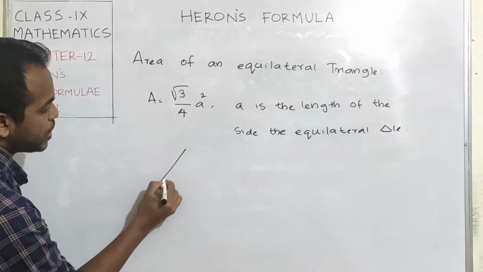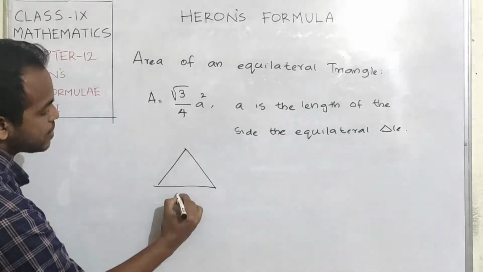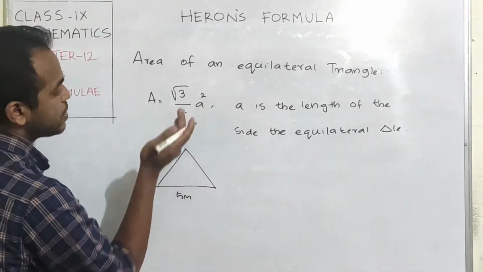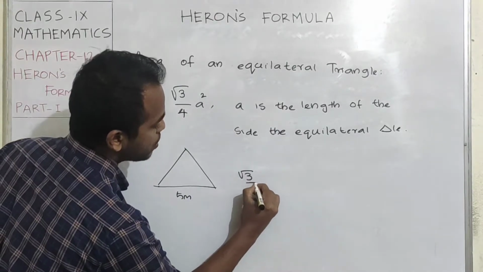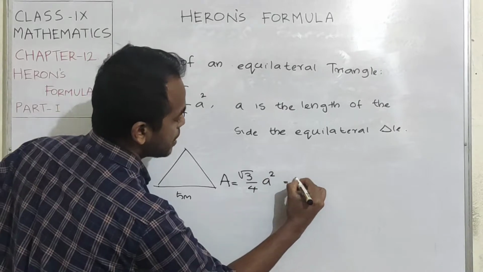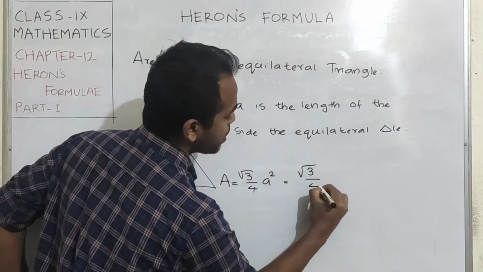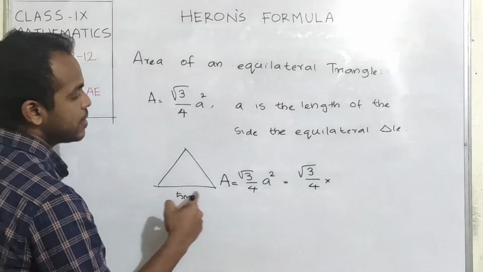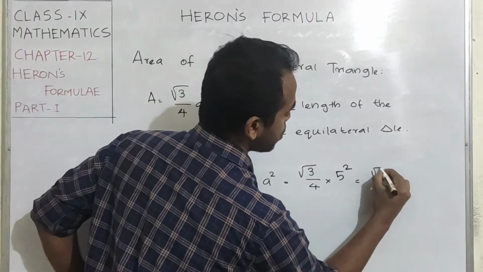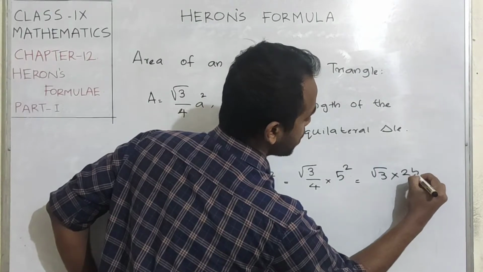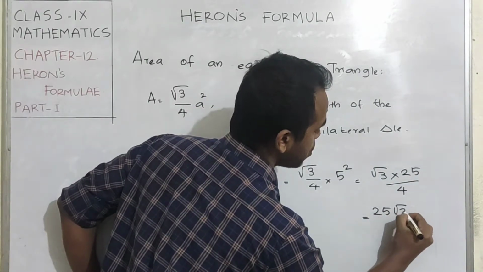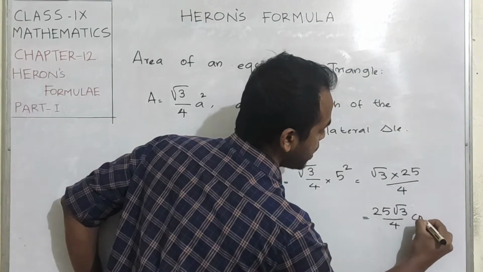Suppose the triangle given to us is having, okay, what was the length? 5 meter. Now we can easily find this area by using this formula. What is the formula? Root 3 by 4. So we can write area is equal to root 3 by 4 a square. That is root 3 by 4 times 5 square. A is 5 here. So it is root 3 into 25 whole divided by 4, or 25 root 3 by 4 square meter.